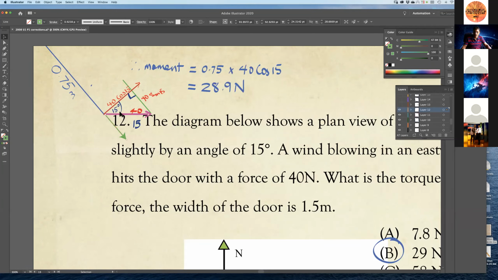We can't use this. We have to use the component of the 40. The component of the 40 acts here. We can break up the 40 and replace the 40 by these two forces. This one has no moment, cannot cause any rotation. This one causes the rotation. Again, we see that the distance, this 0.75, is at 90 degrees. The moment of a force is the force by the perpendicular distance. Force by the distance that is perpendicular to the force.